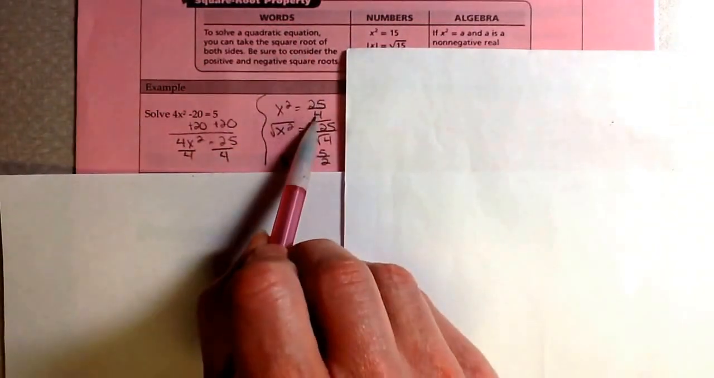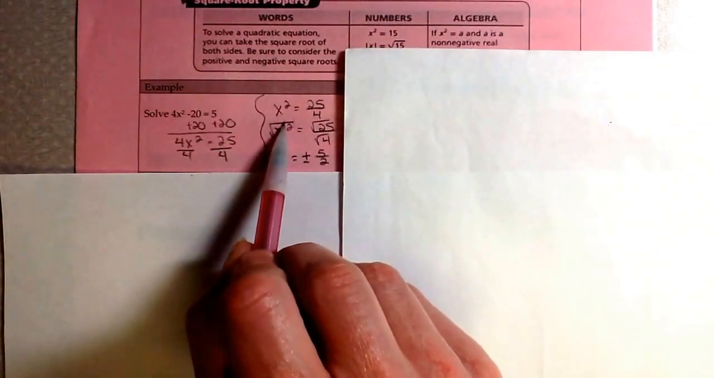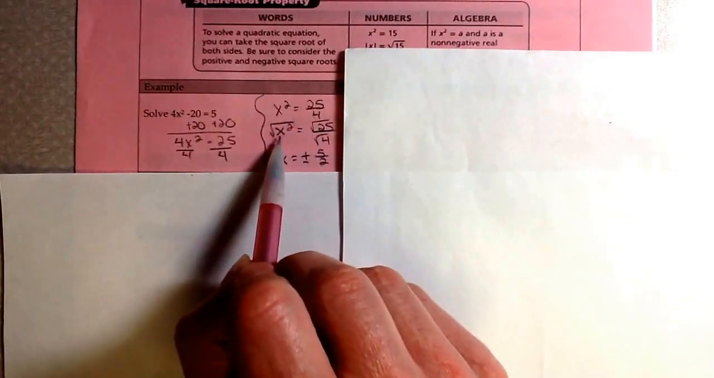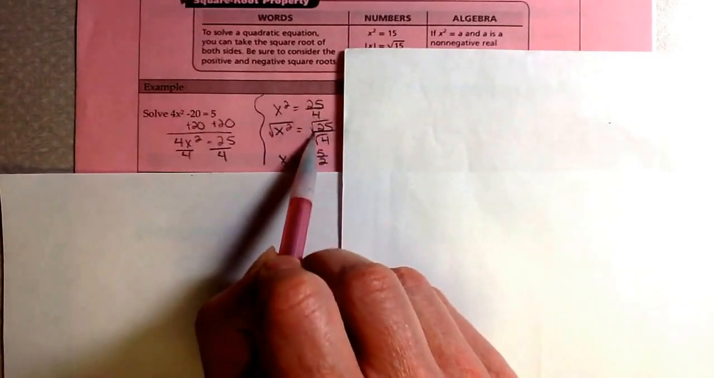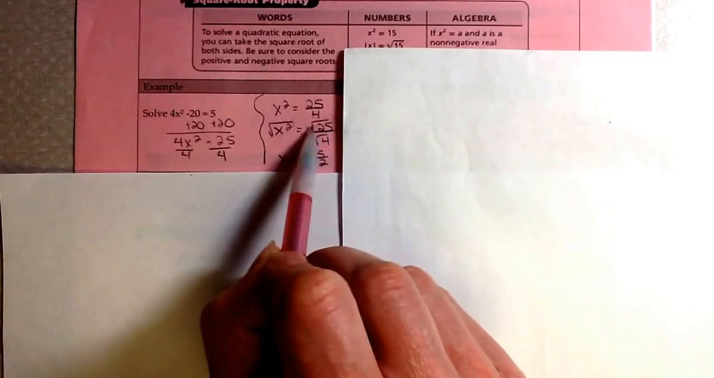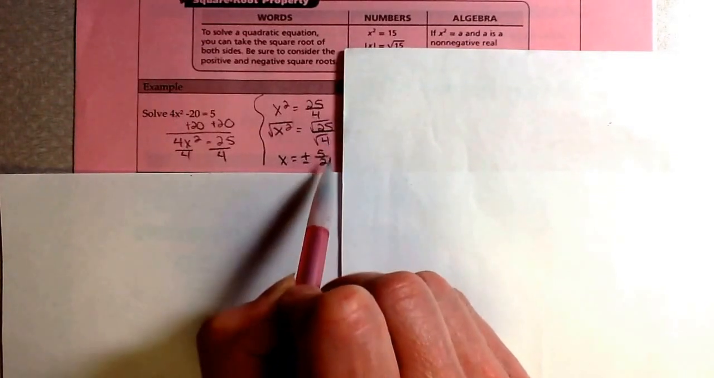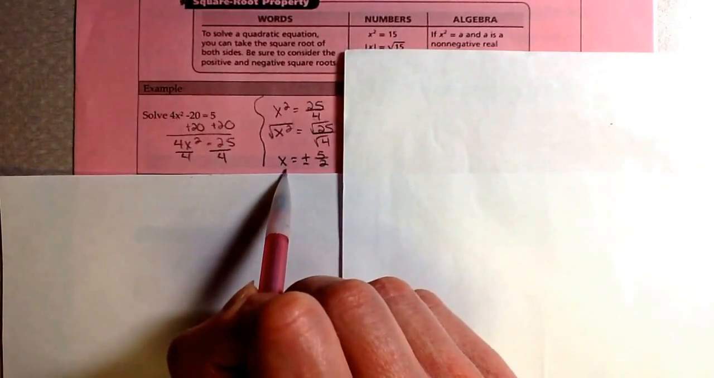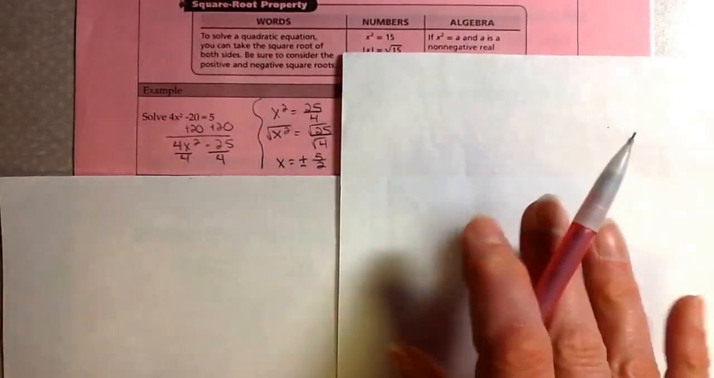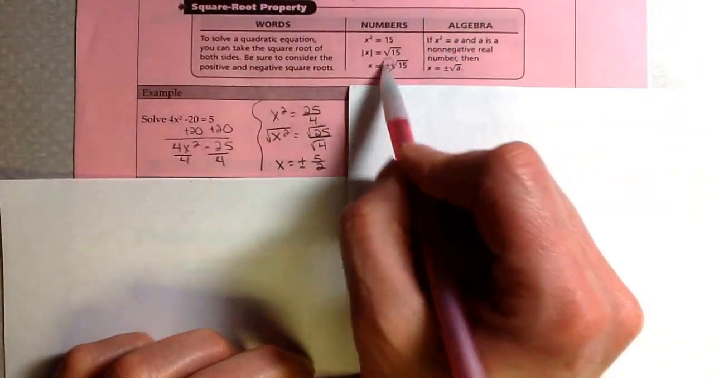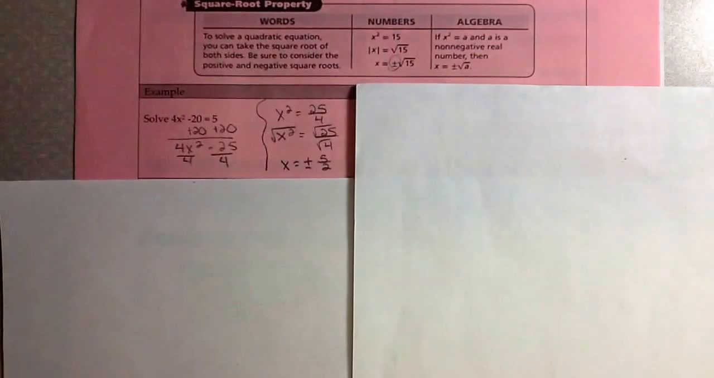And we can divide both sides by 4. And when we divide both sides by 4, we're going to end up with x squared equals 25 over 4. We're going to take the square root of both sides, and we could just split the square roots up, square root of the numerator, square root of the denominator, and that's going to give us x equals plus or minus. Now remember, you need to write plus or minus because of the square root property.